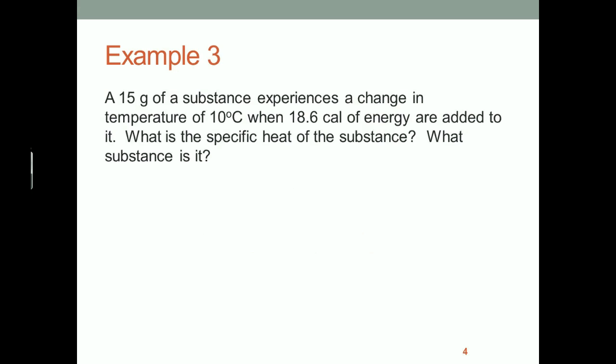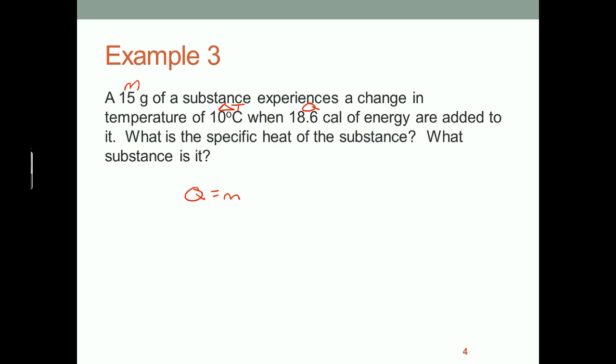Example 3. You have 15 grams of an unknown substance, and it's experienced a change in temperature of 10 degrees Celsius when 18.6 calories of energy are added to it. You want to know what the specific heat is, so you can look it up in the table and use that knowledge to identify the substance. 15 grams is the mass, the change in temperature is 10 degrees Celsius, and you're adding 18.6 calories of energy, so that's Q.